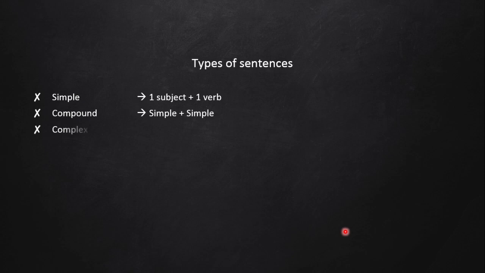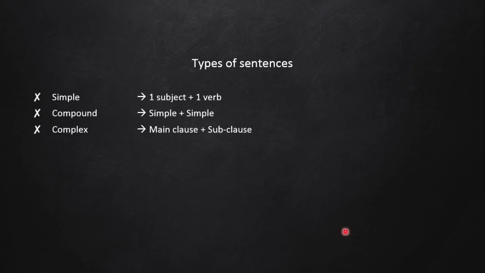And then the next one, we have complex sentence. In a complex sentence, we have main clause and subclause. And then in bahasa Indonesia, if you know, simple sentence is kalimat sederhana, compound sentence is kalimat majemuk setara, and complex sentence is kalimat majemuk bertingkat. That's why it has main clause and subclause. The next one, I'll give you examples.